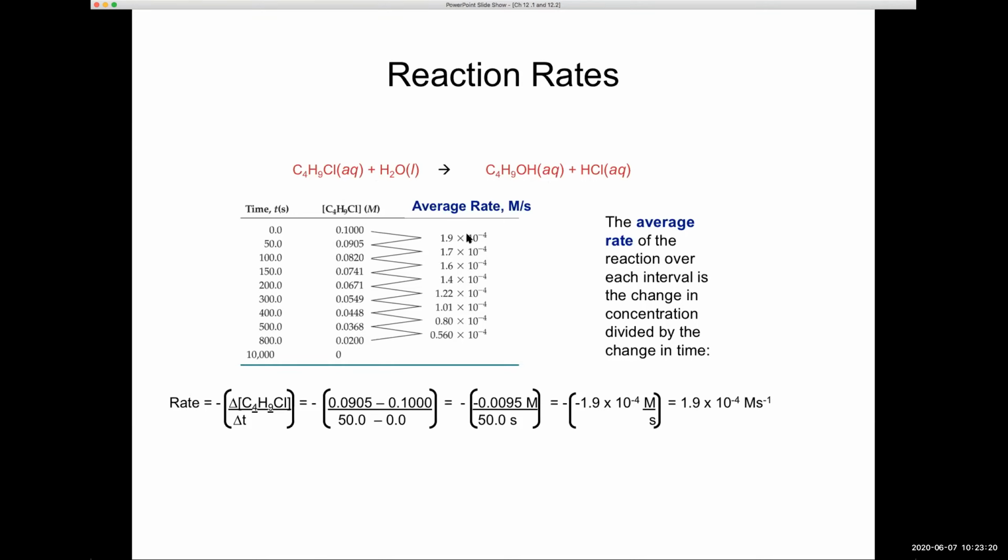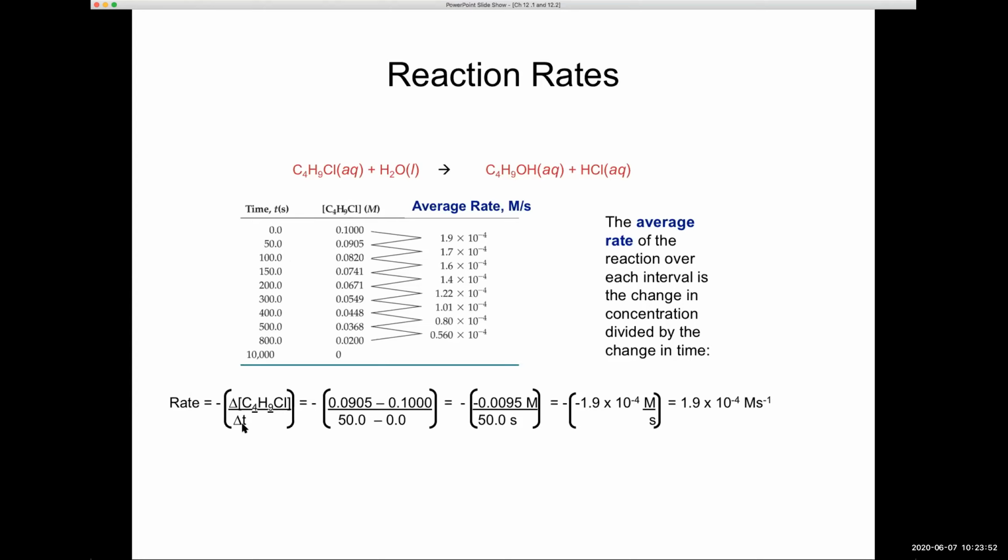On the right-hand column is the average rate determined in each time interval. So we've got an average rate in the 0 to 50 second time interval, an average rate in the 50 to 100 second time interval, and so forth. If you look at these rates, again, as I said previously, the rates are decreasing. The concentration is decreasing because we're measuring the reactant, but the rates are also decreasing.